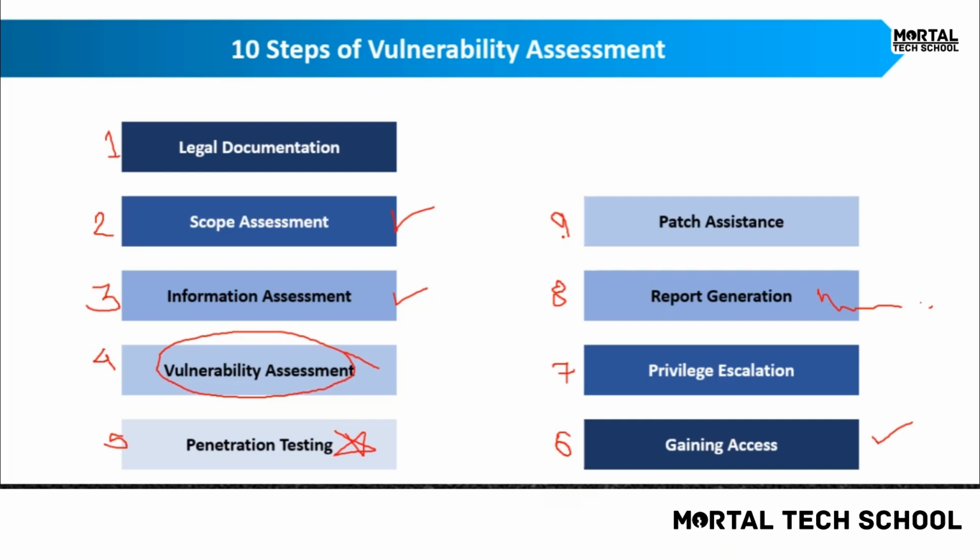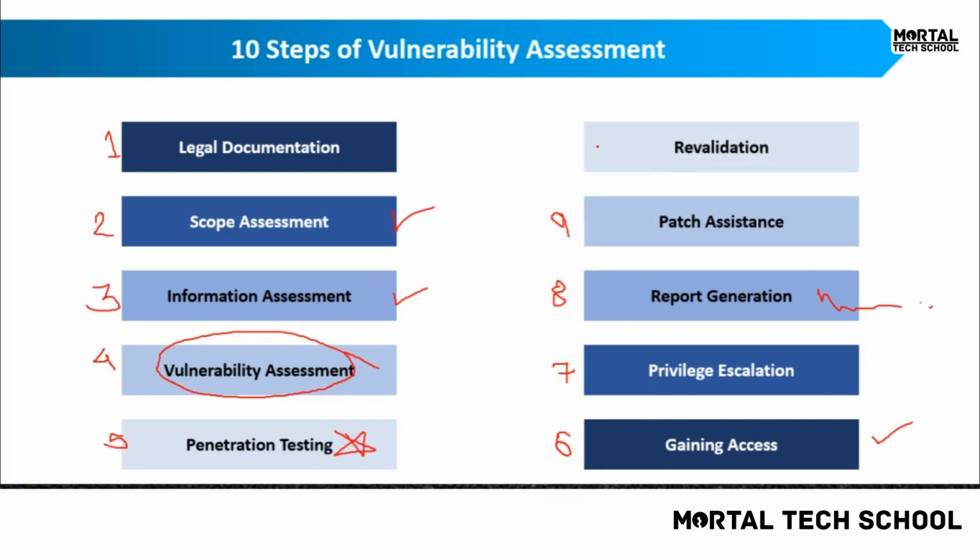But again, one thing that I would like to tell you is that all these things are not done all alone by you. You have a team of analysts who do different jobs. So let's say there's a team of 5 people. 2 people are involved in legal documentation and report writing. 2 are involved in scope assessment, information assessment, and vulnerability assessment. You are involved in pen testing, and another one is involved in patch assistance. So in this way, a team works.